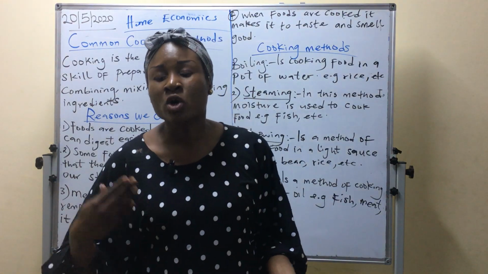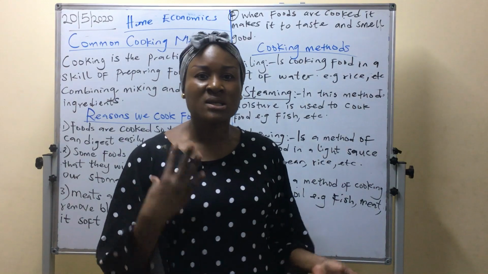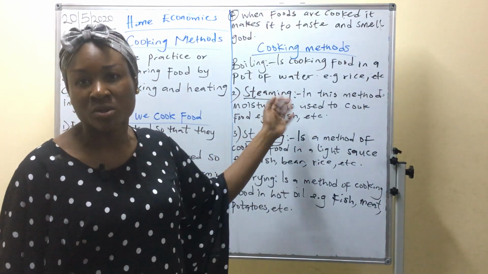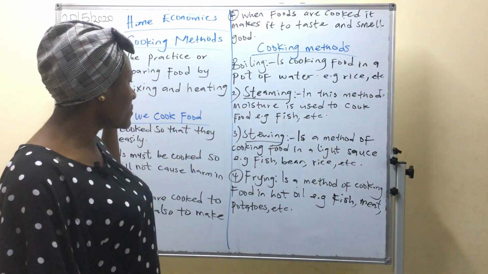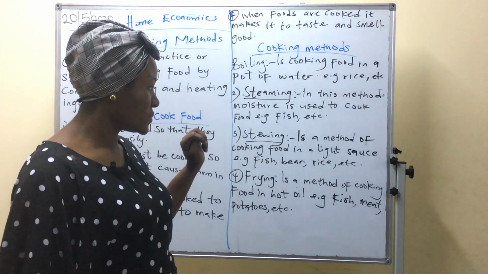The food is only cooked by the heat that comes from this pot that has water. So this is the steaming method. We can cook fish, especially your catfish, with this method. Another method is stewing. This is the method of cooking food in a light sauce.